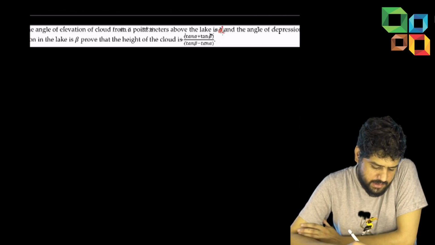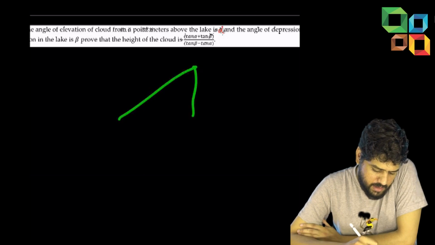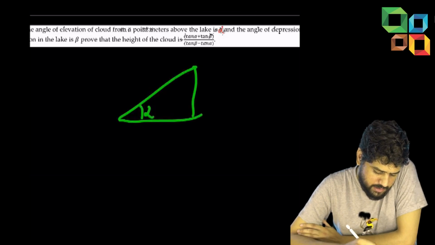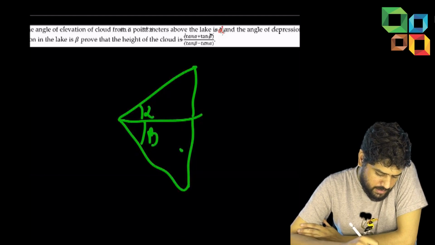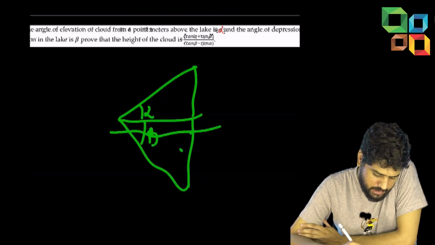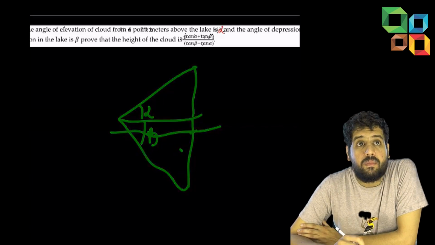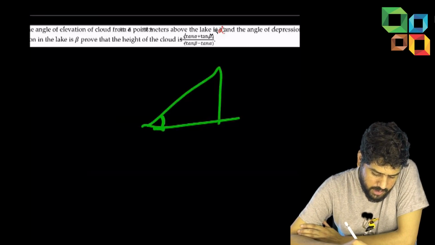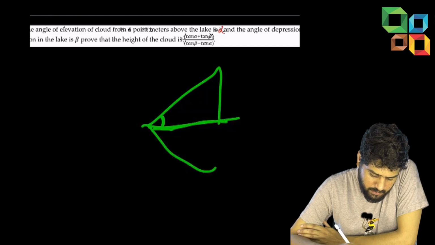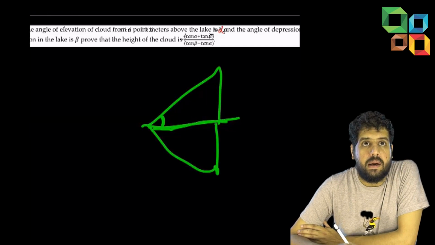They're given some angle of elevation alpha, and the angle of reflection of the cloud is beta. Alpha would be equal to beta if the observer is on the edge of the lake, from the ground level.